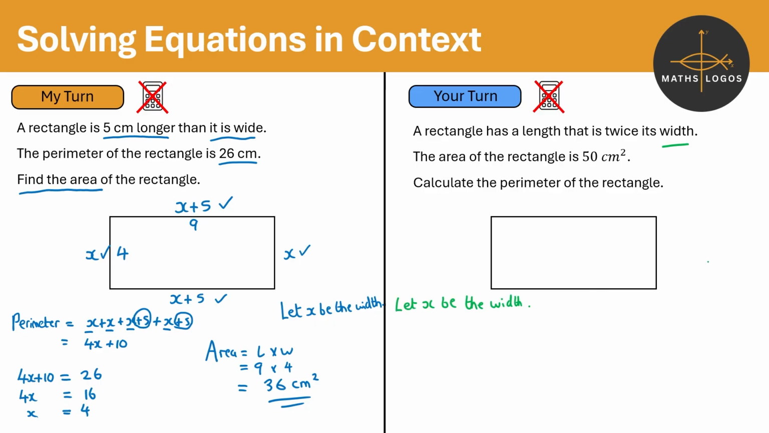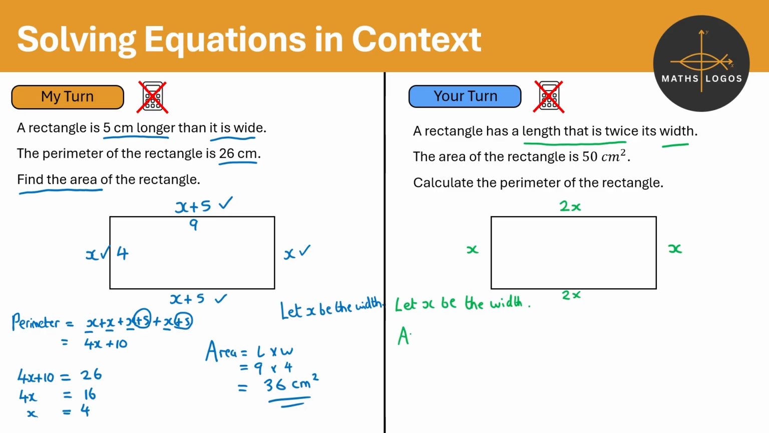Okay, and once I've got that, I can then draw that onto my diagram. So the width of the rectangle is x. It says a rectangle has a length that is twice its width, so that means the length is going to be 2x, like this. It then says the area of the rectangle is 50 centimeters squared.